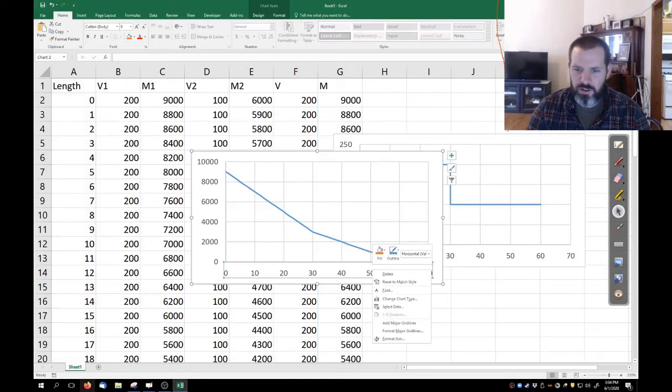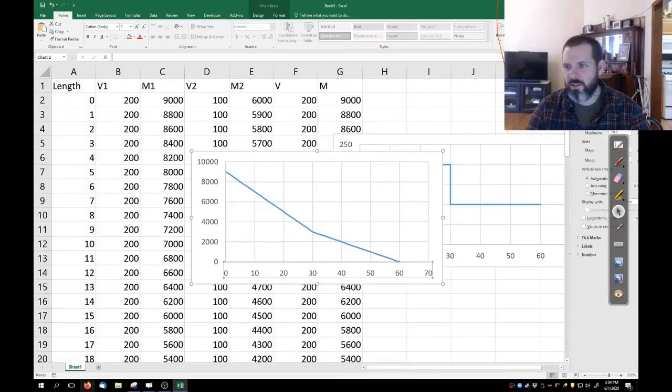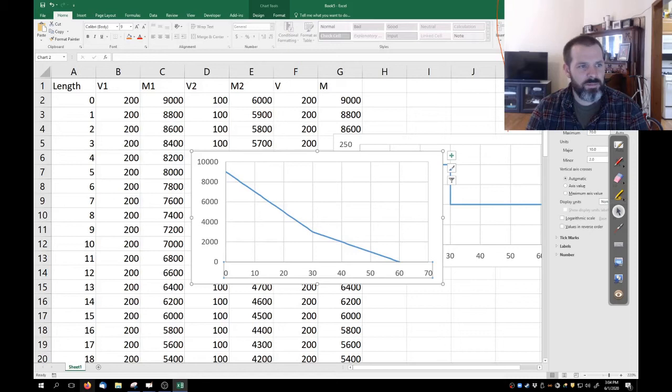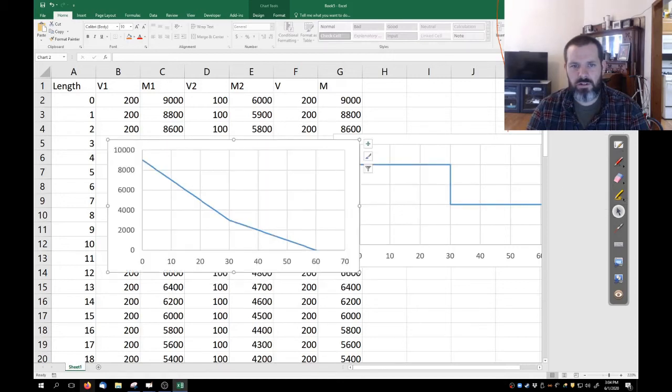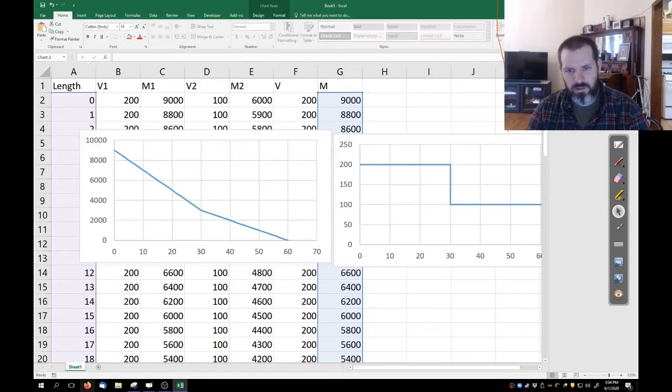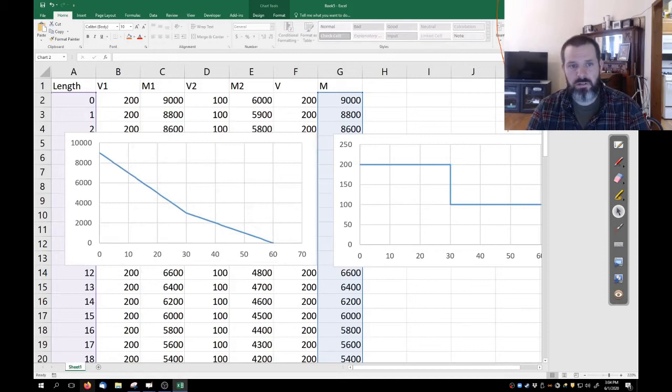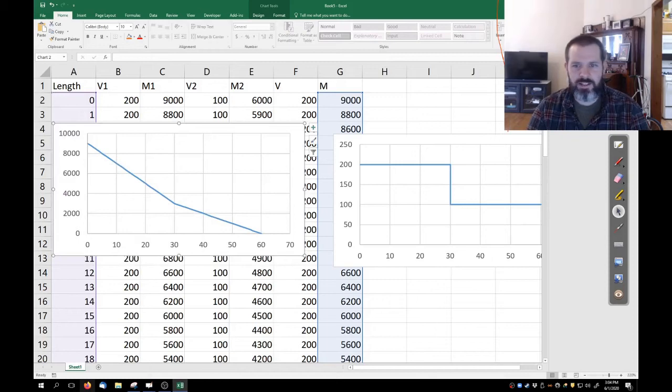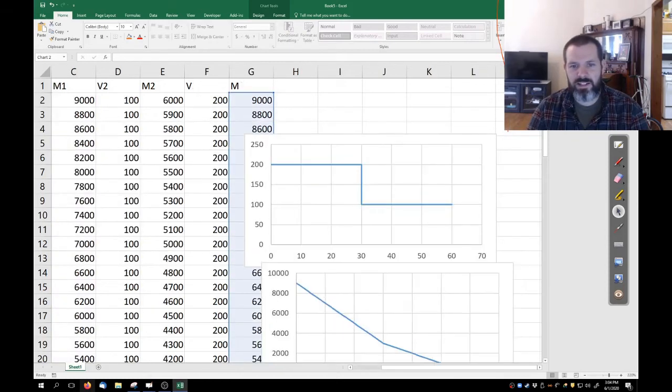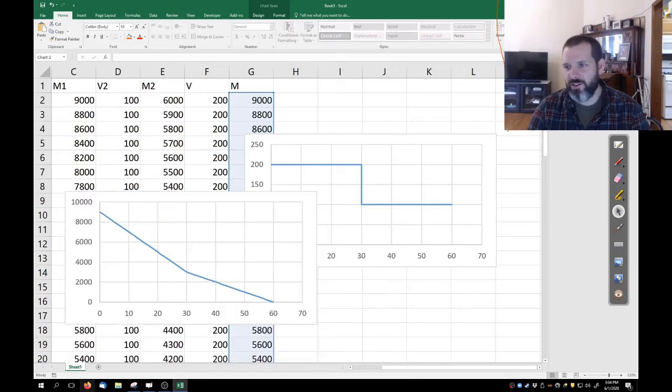What we have to do here is format our axis. Well, our moment diagram should begin and end at 0, but here we have it beginning and ending at not something. So let's go back and figure out what we did wrong.